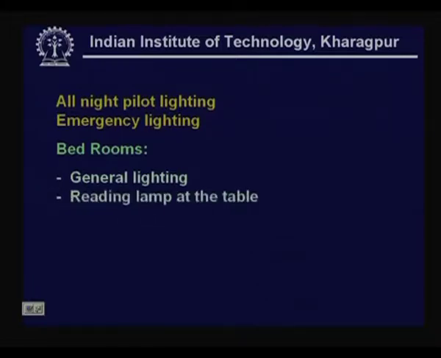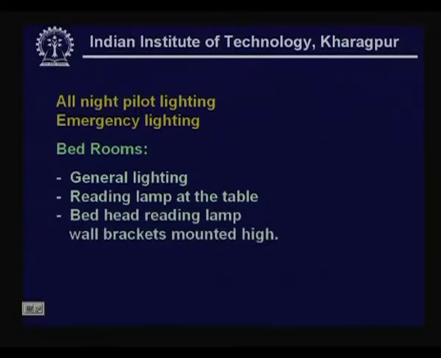If you consider the rooms, or what you call bedrooms, for general lighting there should be a reading lamp at the table, a bed head reading lamp, and wall brackets mounted reasonably high for general lighting. So this is a typical bedroom in a hotel we are talking about.